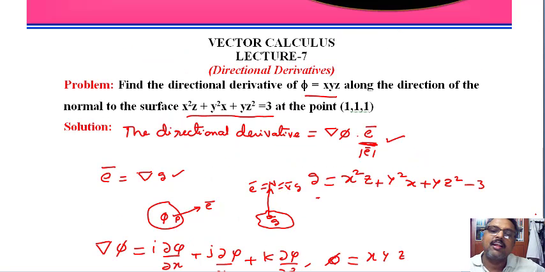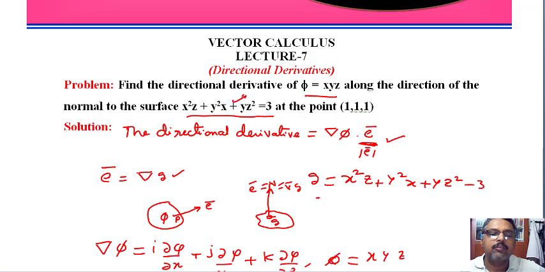So find the directional derivative of phi along the direction of the normal to the surface x square z plus y square x plus y z square equals 3. Directional derivative equals del phi dot e bar by mod e. e is the direction, which is nothing but the normal to this surface. Normal to this surface is nothing but del g.